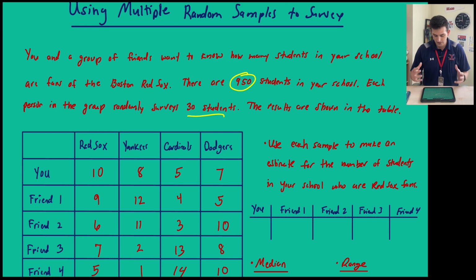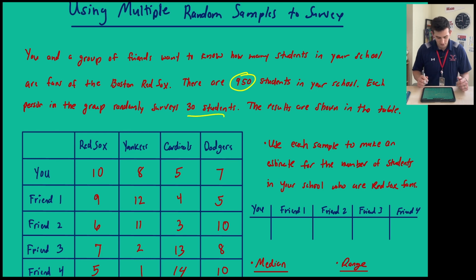Now over here on the right, we see a bullet point that tells us some directions. It says use each sample to make an estimate for the number of students in your school who are Red Sox fans. So what we can do is take the total number that said they were Red Sox fans. For our sample, it says there were 10. So we had 10 out of 30 people that said they were Red Sox fans. So we can find the percent that would be. And we can take that percentage and multiply it by the total number of students in the school so that we can make an estimate for the entire school. So we're using multiple random samples and conducting surveys to make a prediction or an estimate about what the entire population would say, because we know it's not reasonable to survey 950 people.